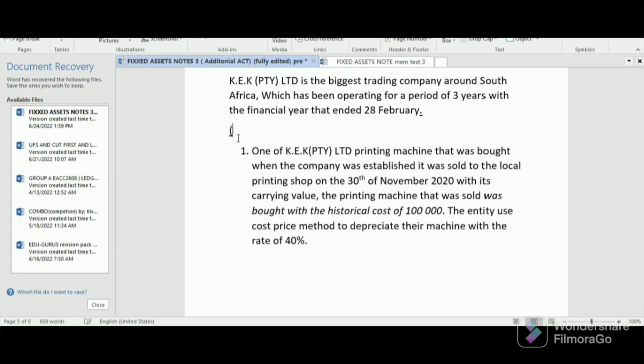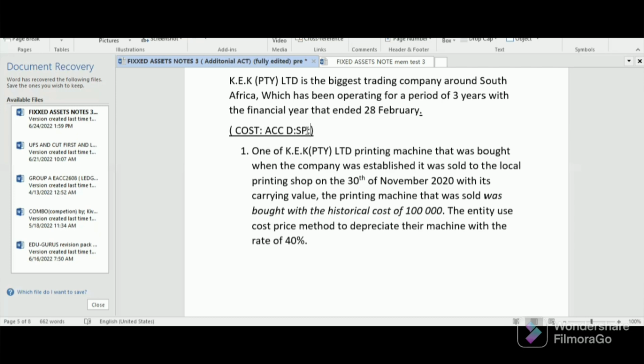So now, whenever the asset was sold, the major things that we're supposed to highlight are its cost, accumulated depreciation, and the selling price. The selling price. These are the major things you should be focusing on when the information talks about sold assets.